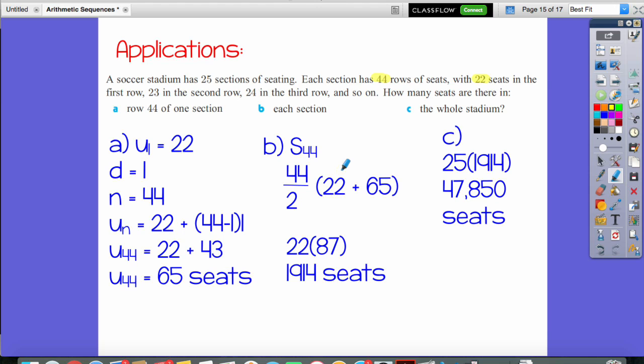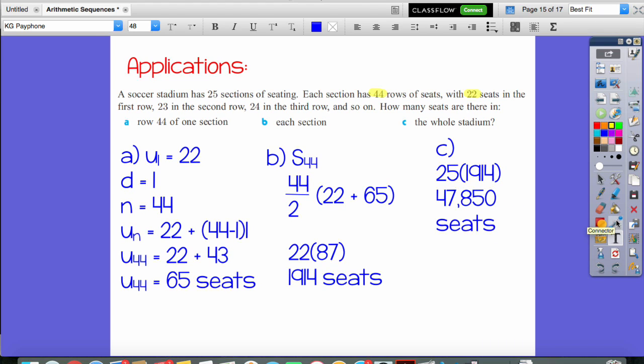So that means adding up all the rows together: 22 plus 23 plus 24, and so on, using the shortcut way. We figured out there were 1,914 seats in each section, and since there are 25 sections in the entire stadium, we were able to determine that there were 47,850 seats in the stadium. Let's look at another example.